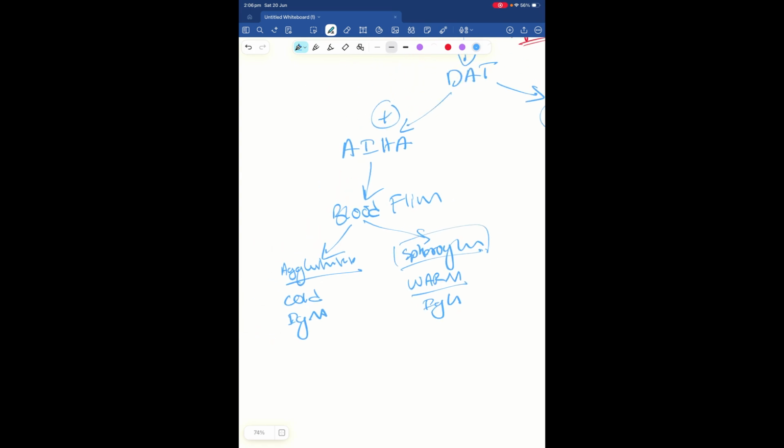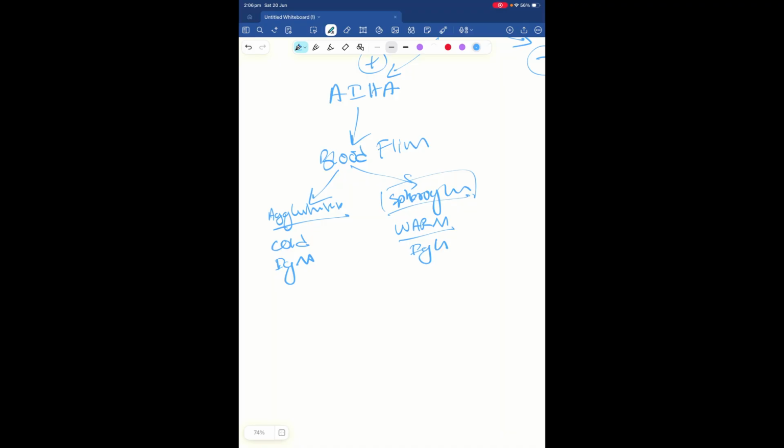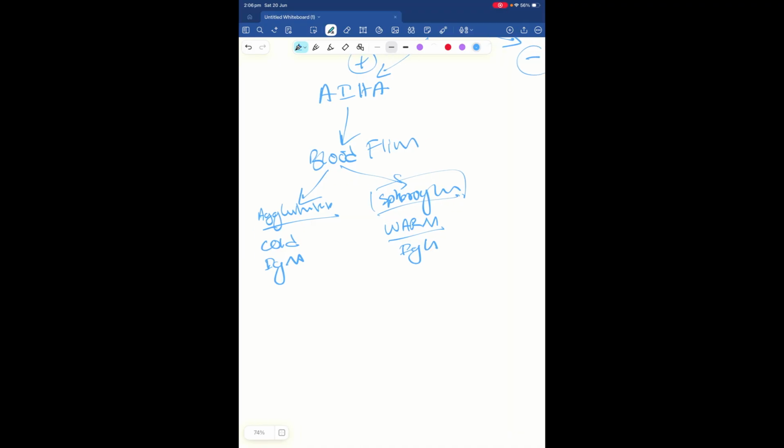All right. And the two other things that are suggestive of cold or warm ones is that when you do the antibody test itself, in the cold ones it would be only C3 that would become positive, and the warm one could be IgG plus or minus the C3.